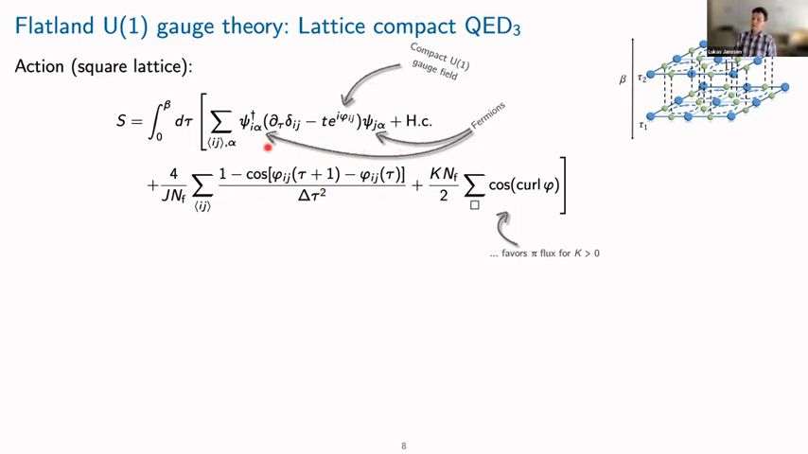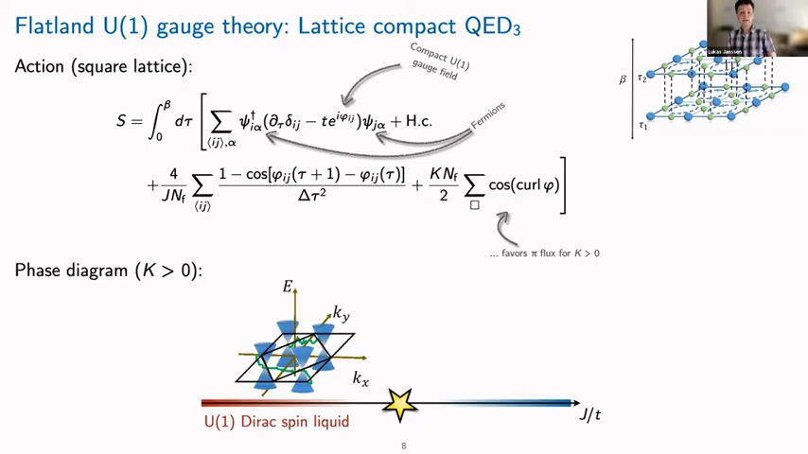This tuning parameter J controls the dynamics of this gauge field. So for small J, gauge fluctuations are suppressed, and therefore we expect a disordered ground state characterized by gapless Dirac fermions interacting via this fluctuating U(1) gauge field. This is the U(1) Dirac spin liquid that we expect for the deconfined phase.